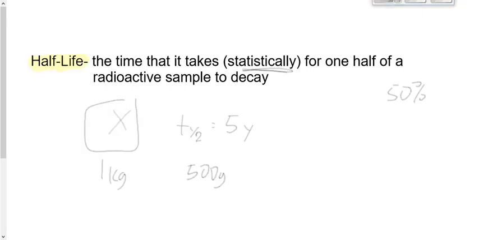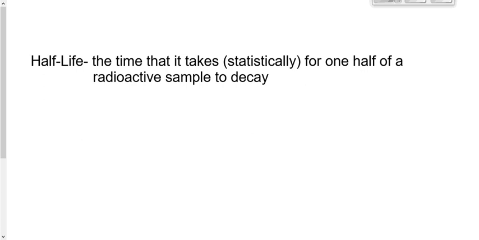All right, let me give you two equations. One equation that does not appear in your data sheet, and one equation that does. Here's the first one. N is equal to T over T1/2. N stands for the number of half-lives.